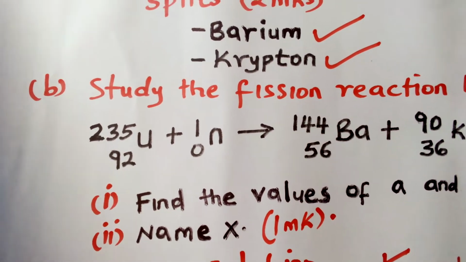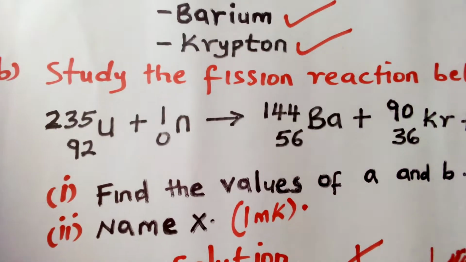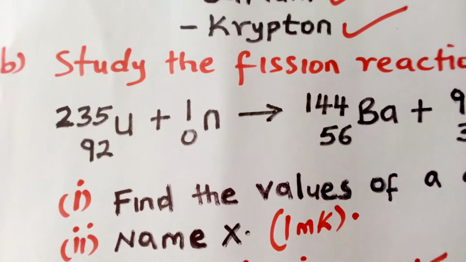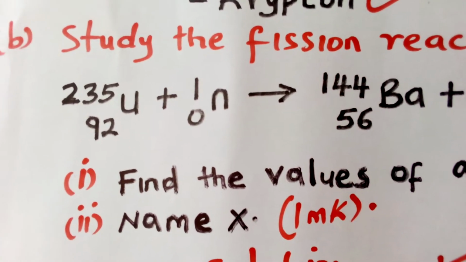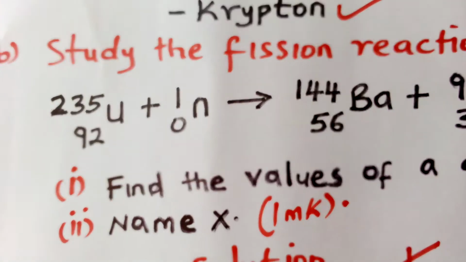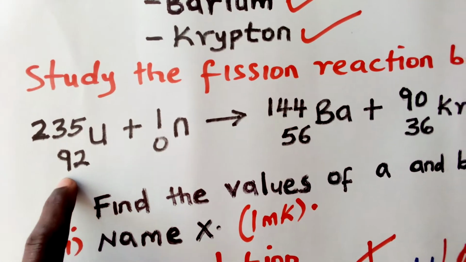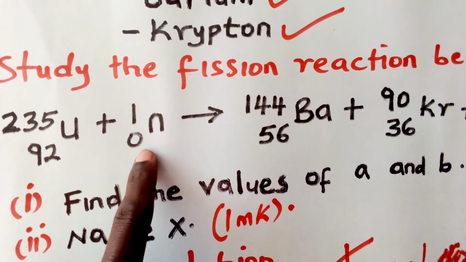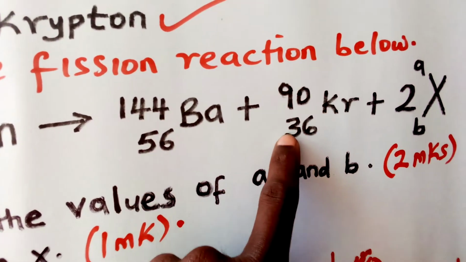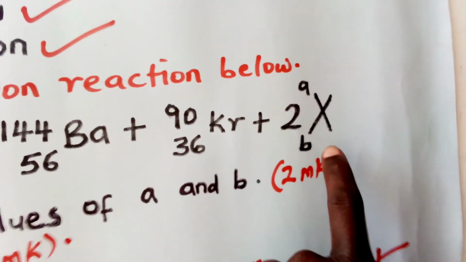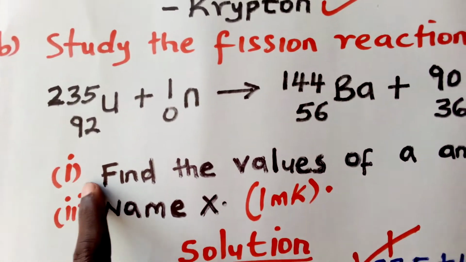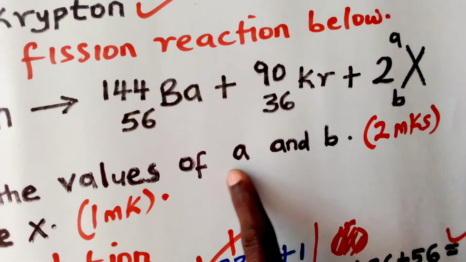Now, you have already seen that all these things have mass numbers and atomic numbers, except which ones? When you look at the equation, you realize that this one has atomic number 92, mass number is known. Atomic number is known 0, mass number is known. These ones are all known. So the only unknowns are A and B. And this is what the examiner wants us to get. Find the values of A and B.